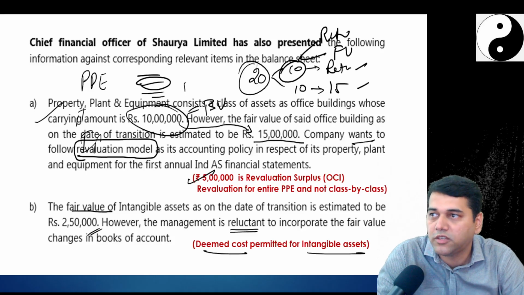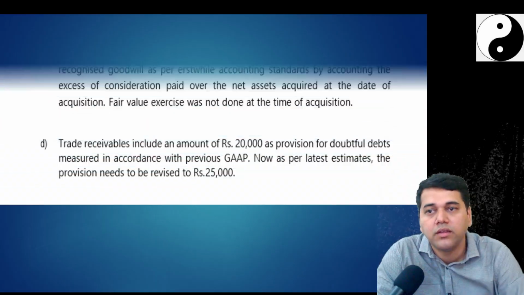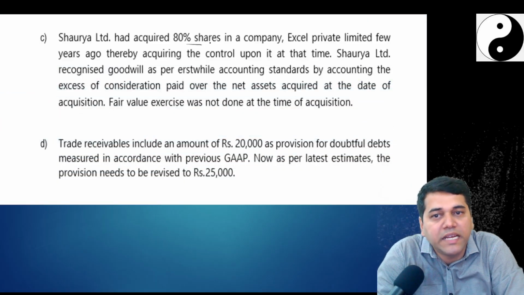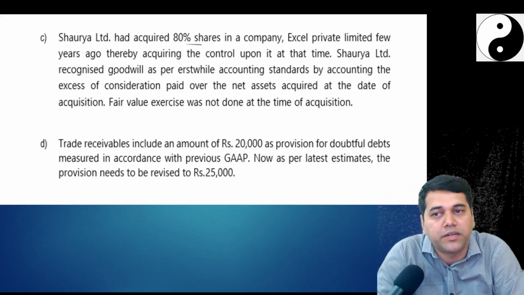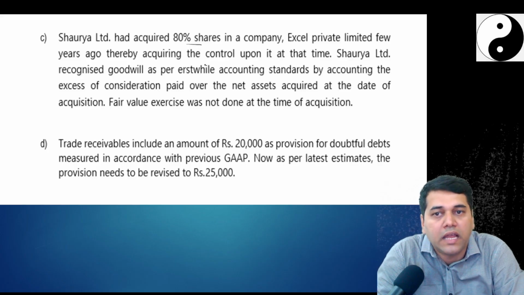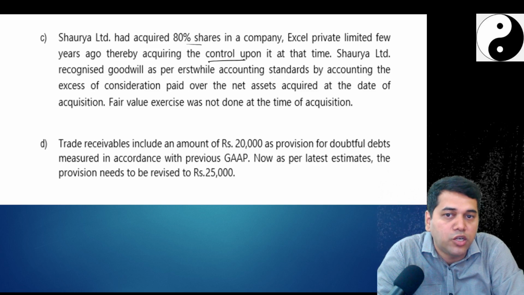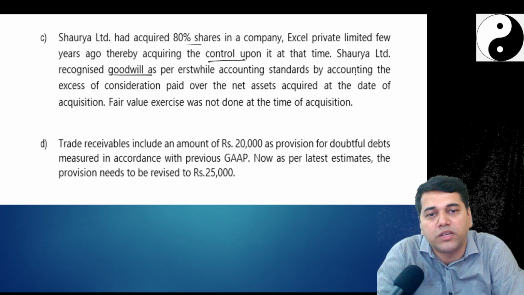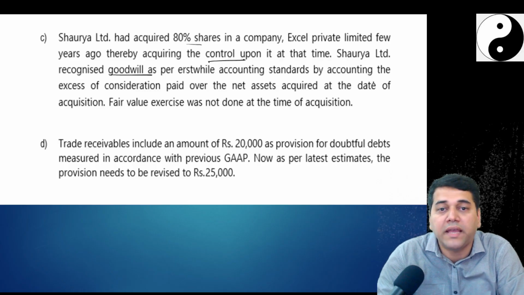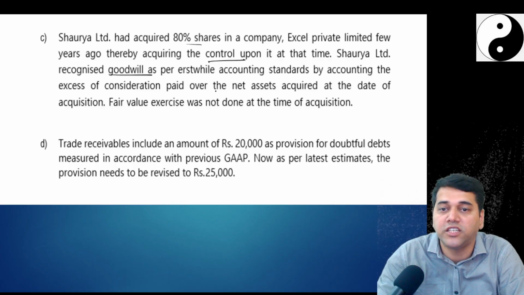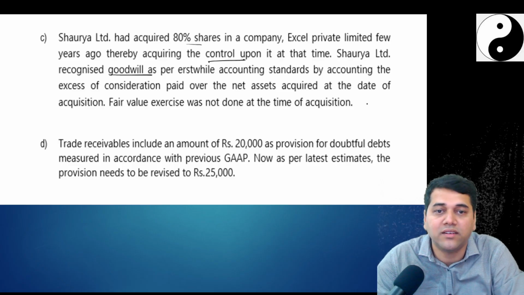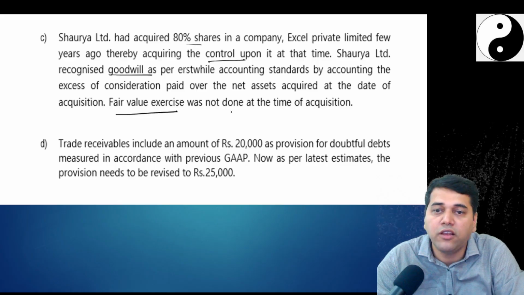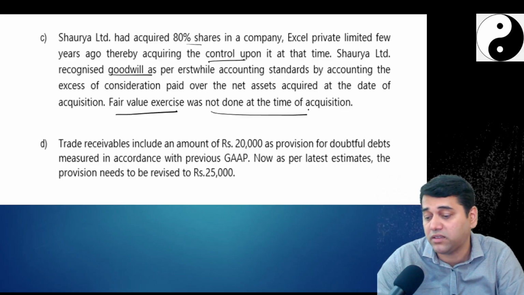Clear? This part is clear, no? Next, Shaurya has acquired 80% shares of the company Excel Private Limited few years ago, thereby acquiring the control at that time. Now Shaurya recognized goodwill as per the accounting standard by accounting the excess of consideration paid over net assets acquired. The fair value exercise was not done at the time of this exercise.